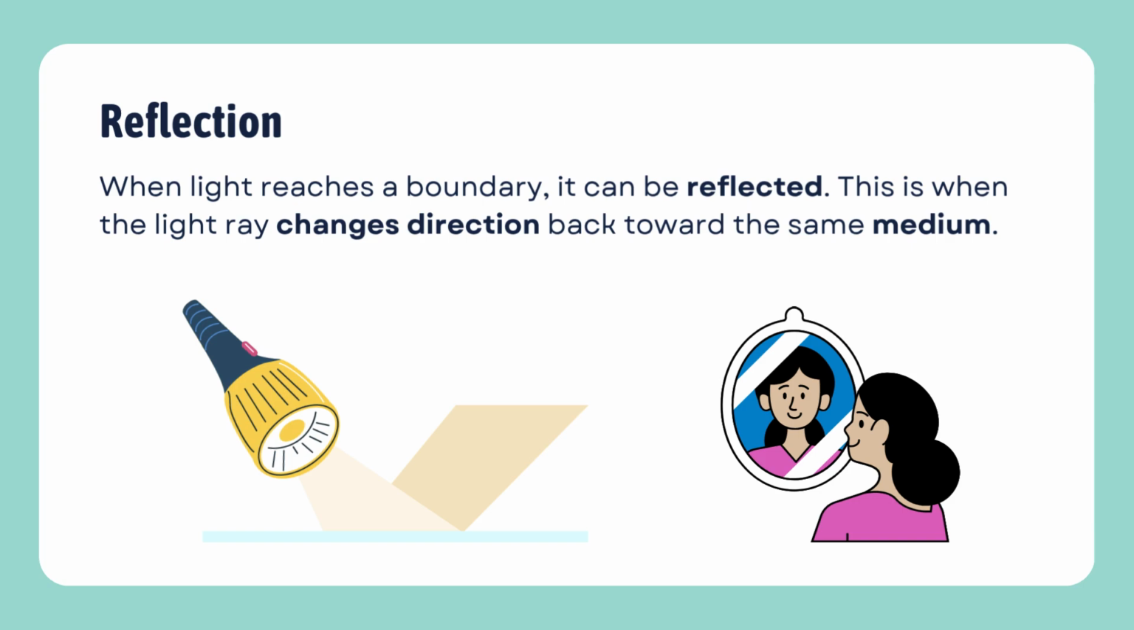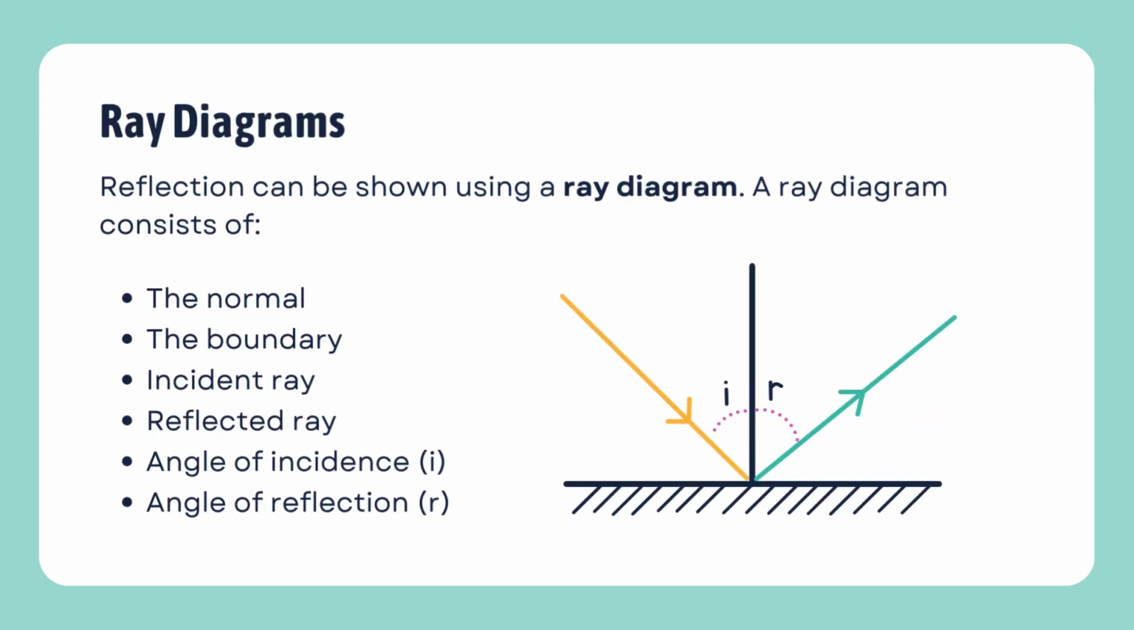But how do scientists represent this process? They use something called a ray diagram. A ray diagram helps us understand exactly how light travels and reflects. It contains 6 important parts: incident ray, reflected ray, normal, mirror or boundary, angle of incidence, angle of reflection.